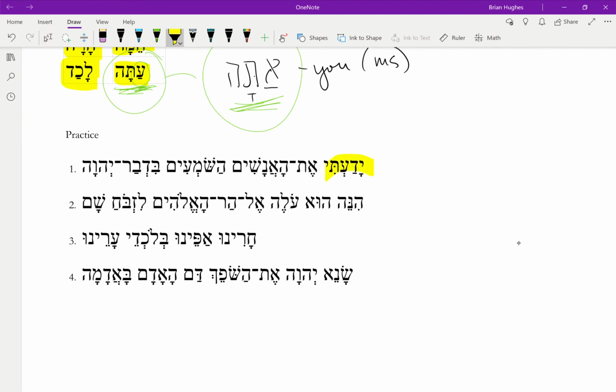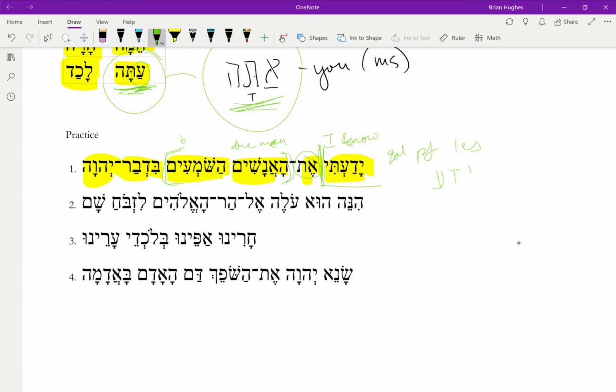All right, so we get Yadati et ha'anashim hashomeim bidavar Adonai. So here we have Yadati, first common singular from Yada, right, which means to know. So this is I know, or maybe I knew. Et, definite direct object marker. So the subject of our sentence is ended. We're now starting the predicate. Then we get this phrase, ha'anashim hashomeim. This is a participial phrase together. So ha'anashim are the men.